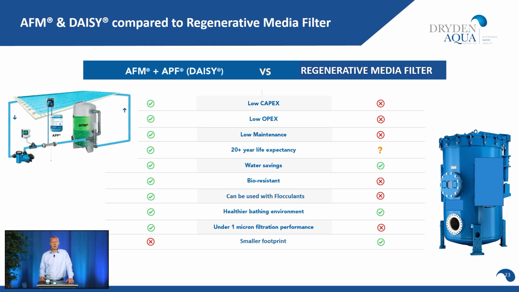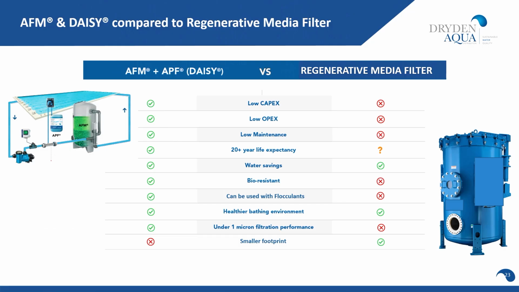Yeah, they are promoted on similar water savings. They don't carry the bioresistance that we do with AFM. You can't use flocculants with these types of filters. So if you want to remove dissolved pollutants like phosphate, for example, it could be quite a challenge because you can't use a coagulant with these systems. It will just simply block them up, like with cartridge filters as well.